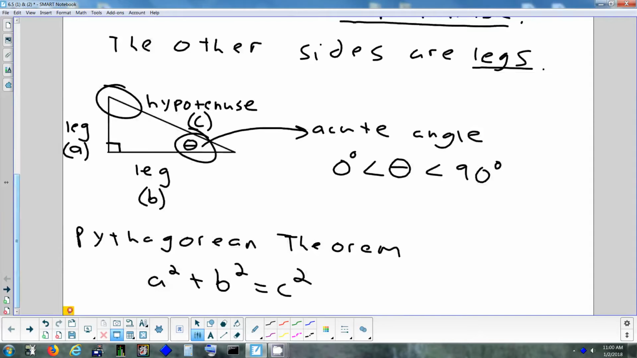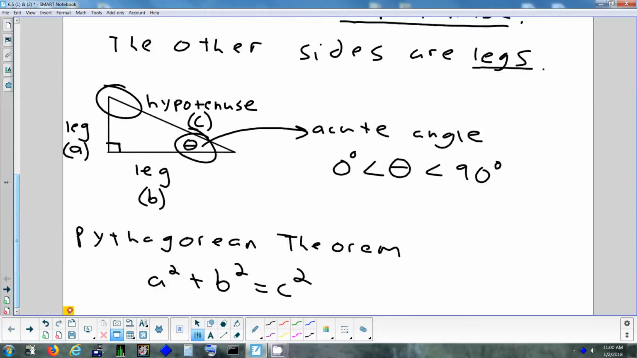A theorem that we'll use quite a bit when we work with right triangles is the Pythagorean Theorem. A lot of people remember it as A squared plus B squared equals C squared, but the theorem really is leg squared plus leg squared equals hypotenuse squared. Call the legs anything you want. But if you call the legs A and B and the hypotenuse C, that's what the Pythagorean Theorem looks like. Questions on that?